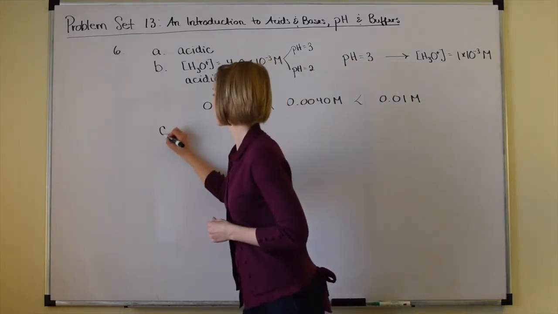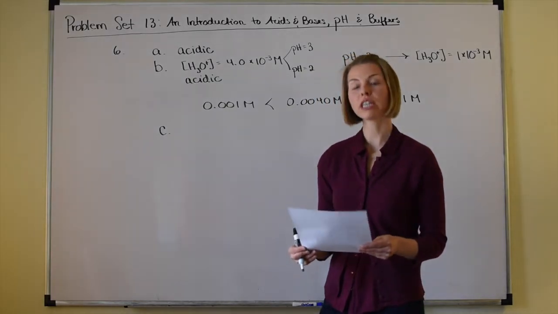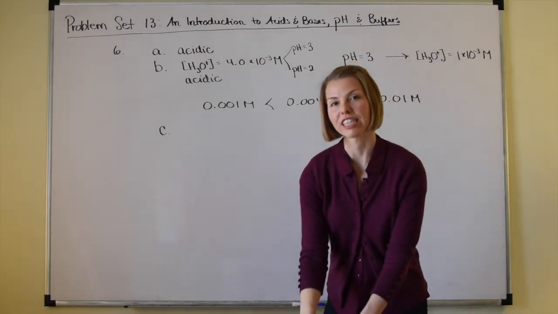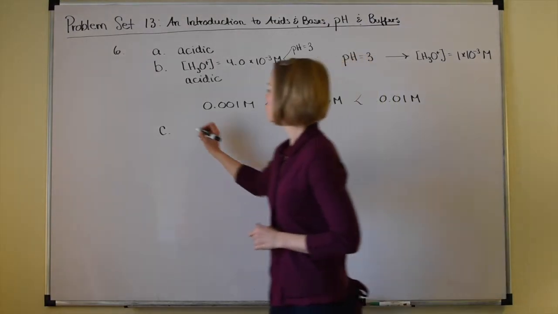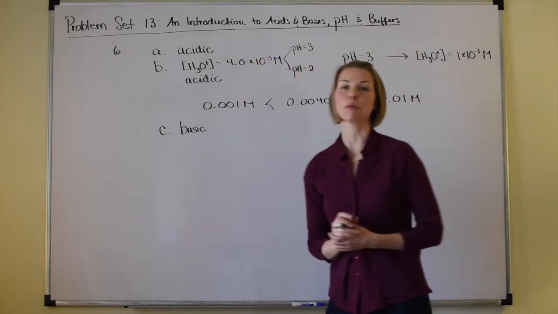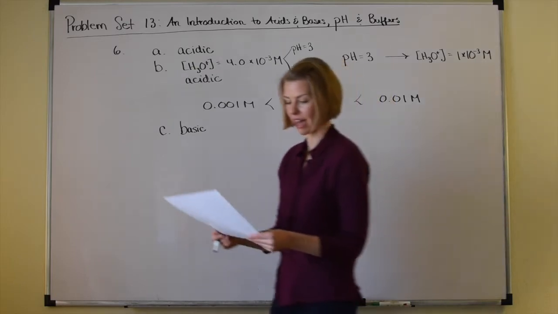All right, C. A household cleaner with a pH of 12. A pH greater than 7 is basic, so we can quickly and easily classify C as a basic solution. All right, let's go on to number 7.